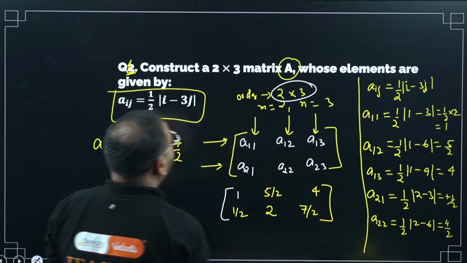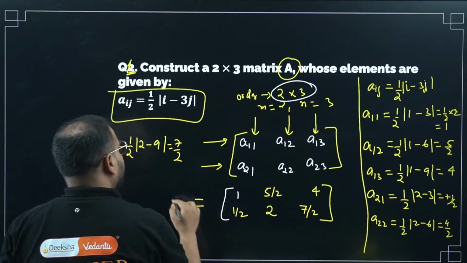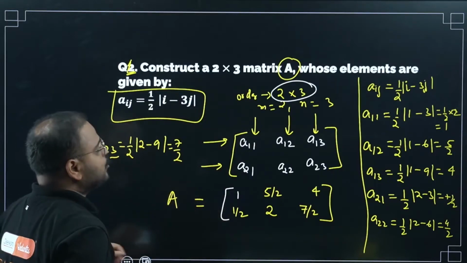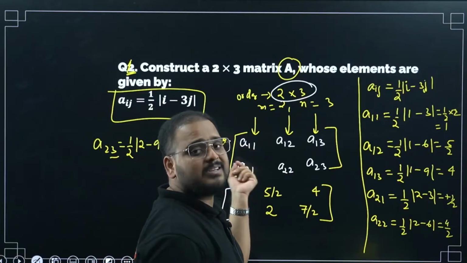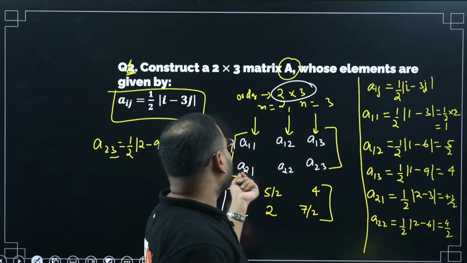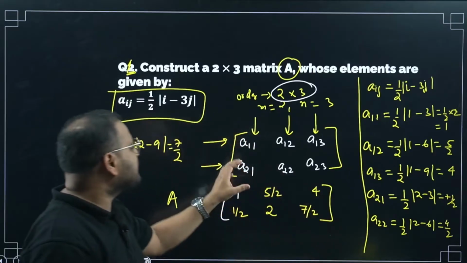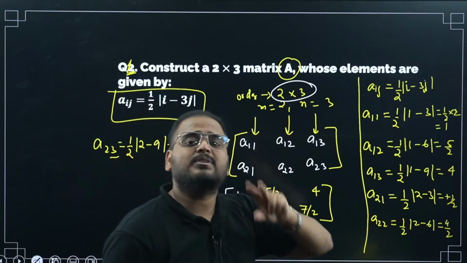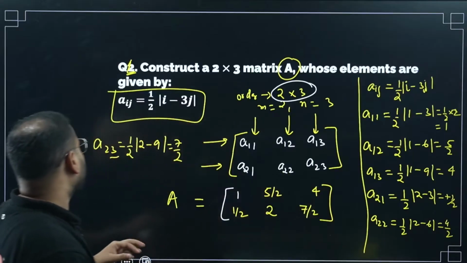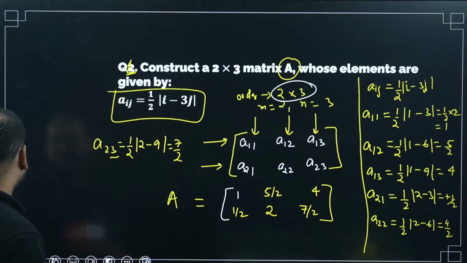So this is my matrix A. It's very important to know the names of the elements: A11, A12, A13, A21, A22, A23. Do not get confused, there is nothing to be confused about. It is very simple: the first index represents the row, the second represents the column. So the first question is over.